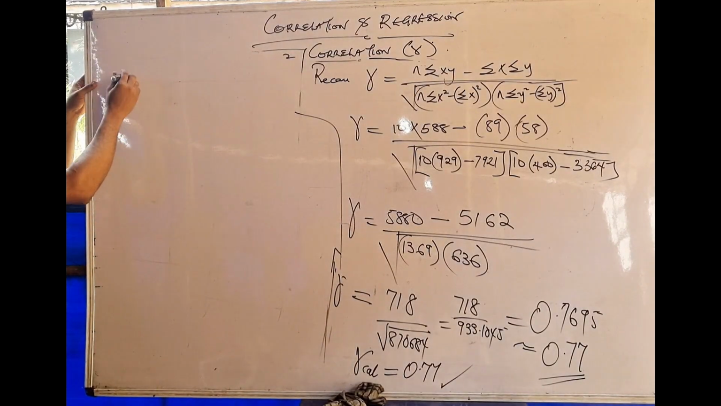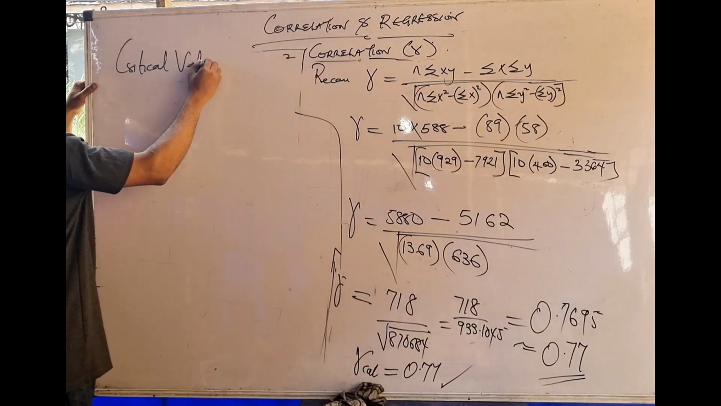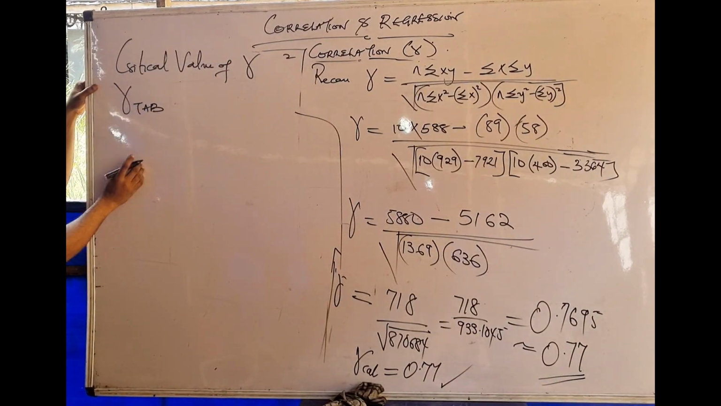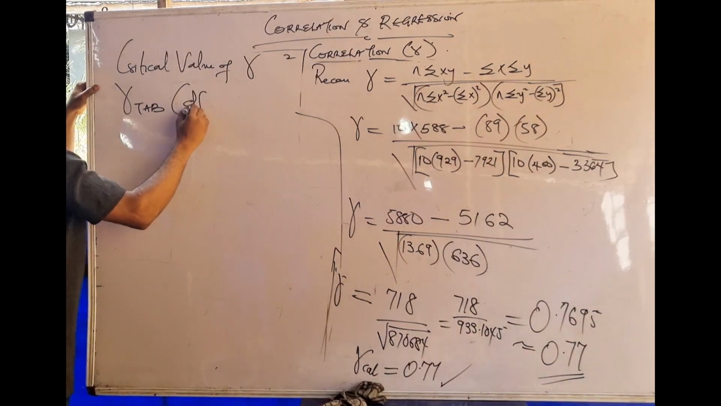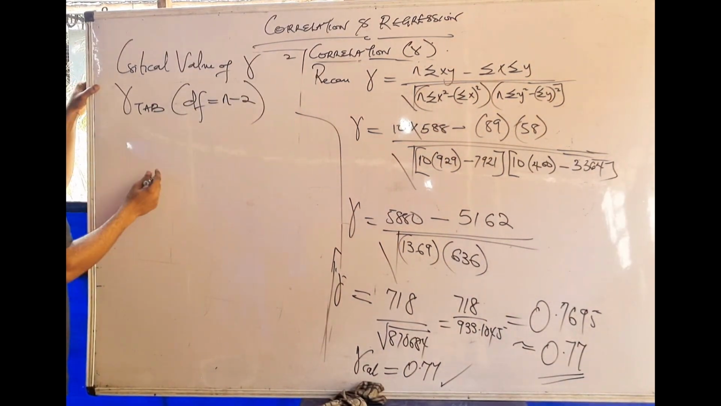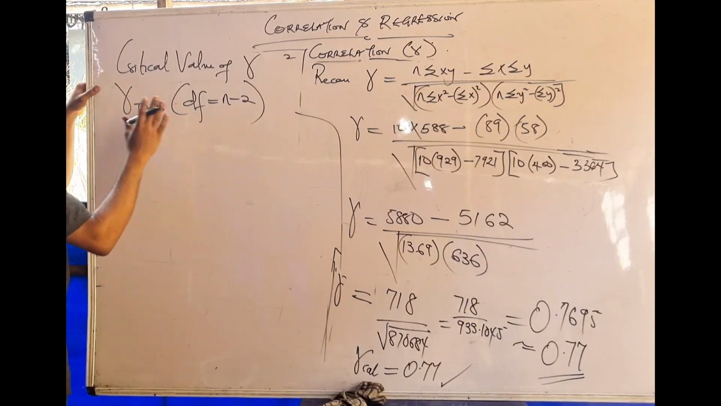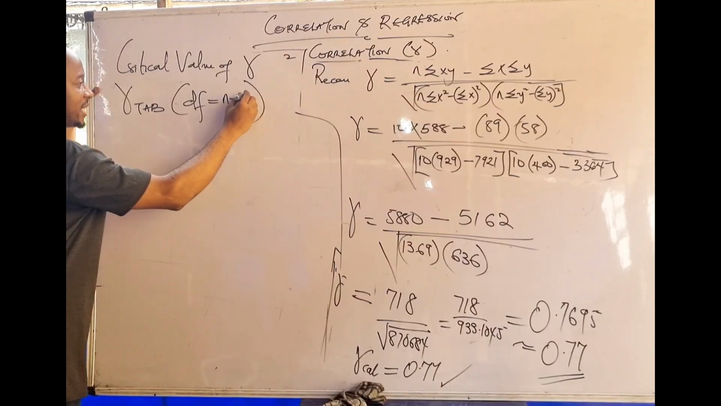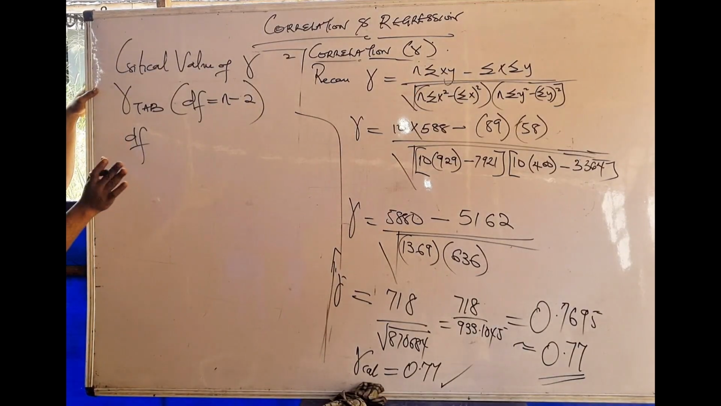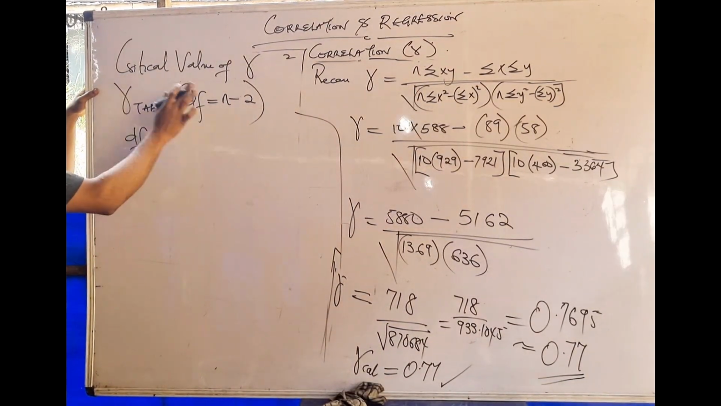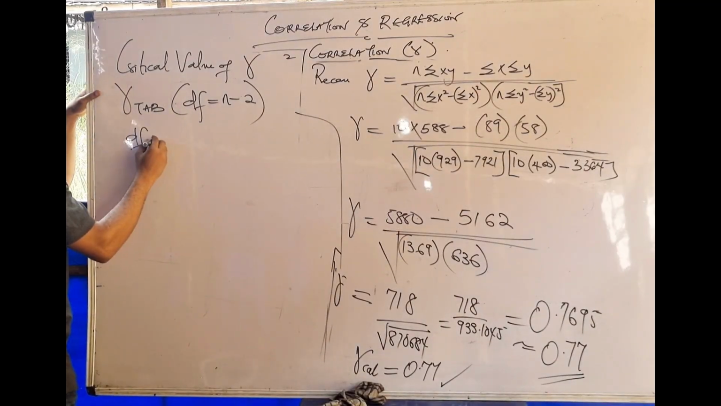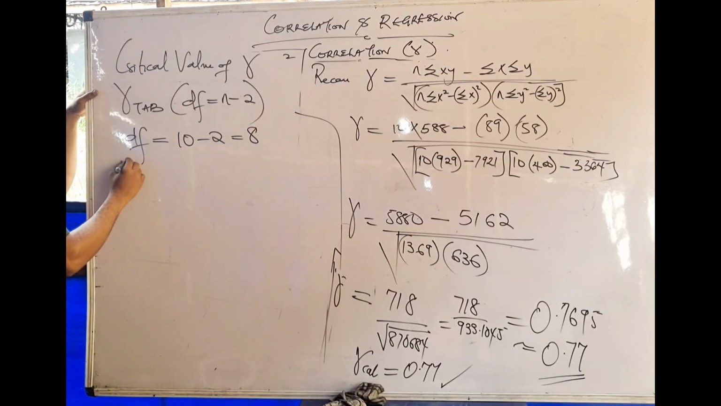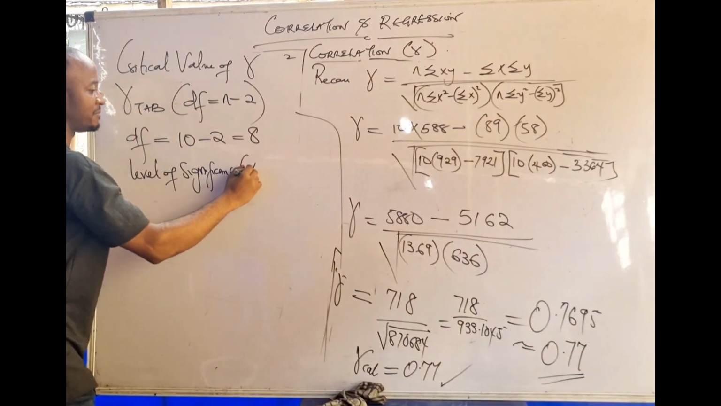The next step now is to find the critical value of r, called r tabulated, at a degree of freedom, which is what? For correlation, your degree of freedom is n minus 2. For chi-square it is n minus 1. So my df, what's my n? 10 minus 2 equals 8. What's our level of significance? That means my alpha is what?